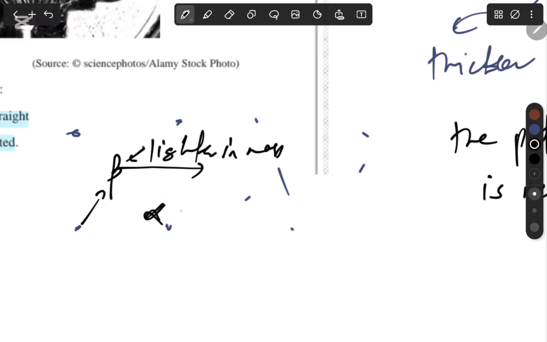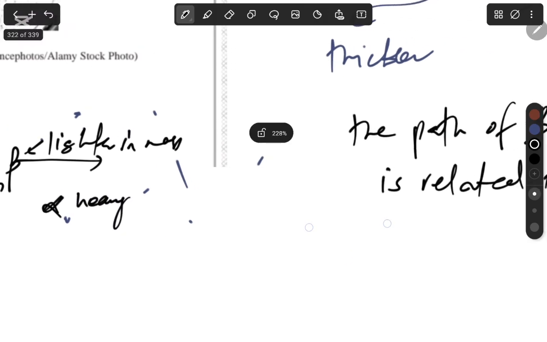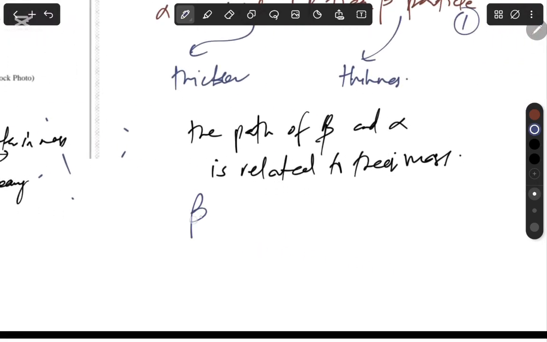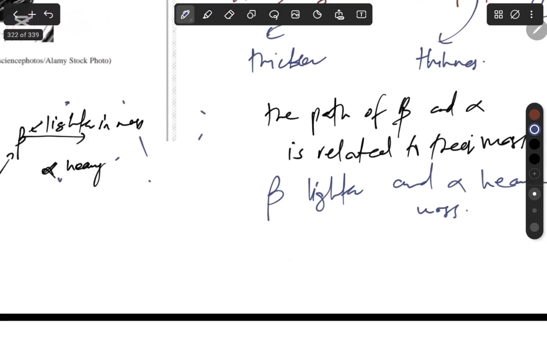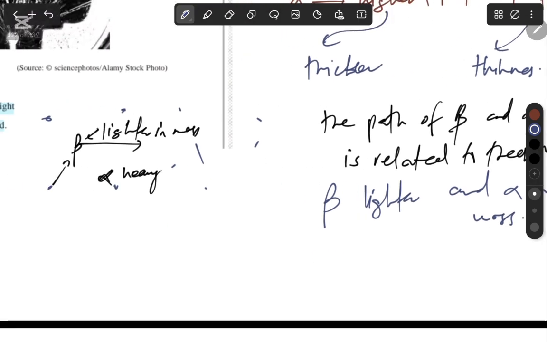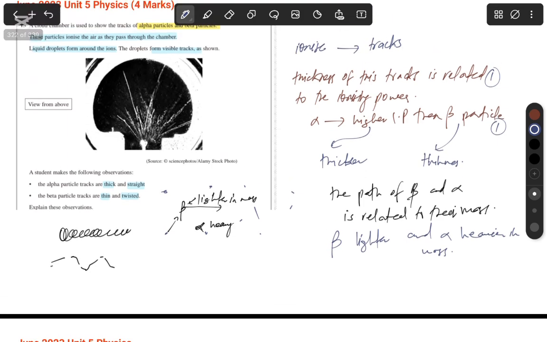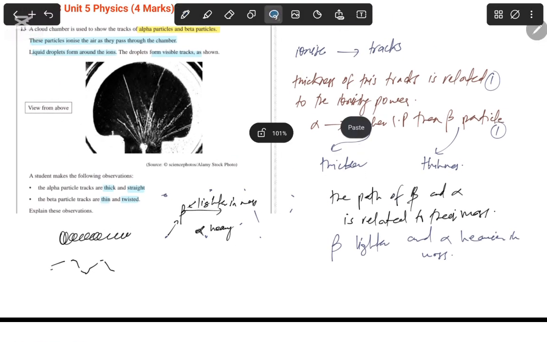But alpha particles are much heavier, so they're not going to be knocked around by the air molecules, and because of that, their path will be much straighter. So you can write that the beta is lighter and the alpha is heavier in mass. That's why the beta gets knocked around by the air particles, and it gives you that twisted track. On the other hand, alpha doesn't get knocked around. Okay, so that's the answer.